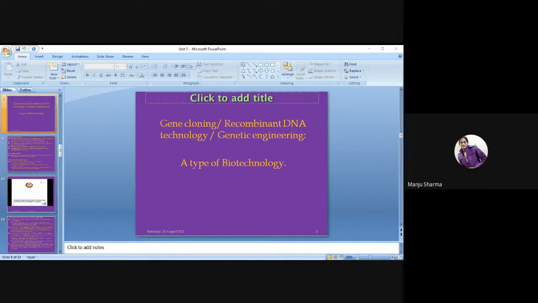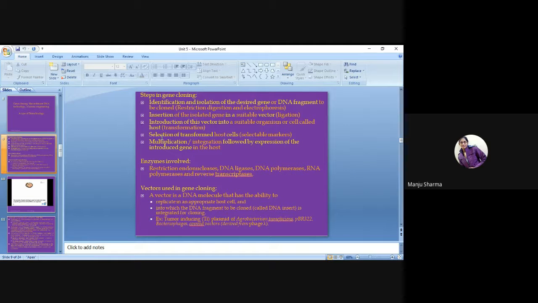Gene cloning, recombinant DNA technology, and genetic engineering. Steps in gene cloning: identification and isolation of the desired gene or gene fragment to be cloned, restriction digestion and electrophoresis, and insertion of the isolated gene in a suitable vector, that is ligation.